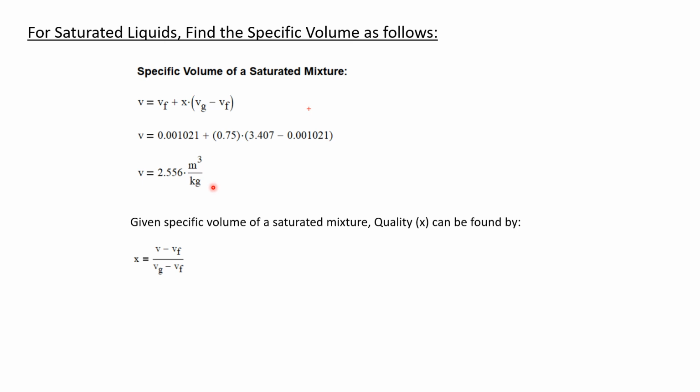Now, sometimes we'll find that we need to work this backwards, where given the specific volume, we want to know the quality. So if we take this equation and simply rearrange it and solve for quality, we'll get that the quality is v minus v sub f over v sub g minus v sub f. So we will be using this form of the equation in the future.